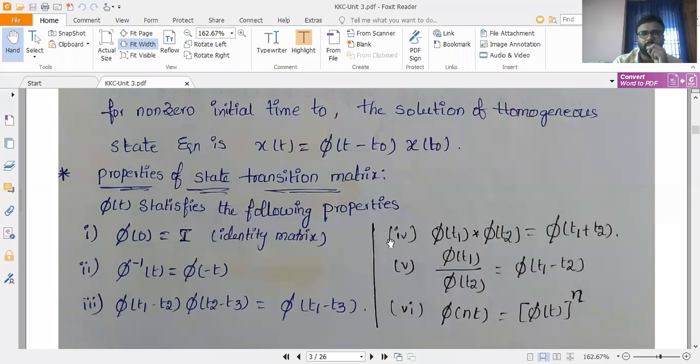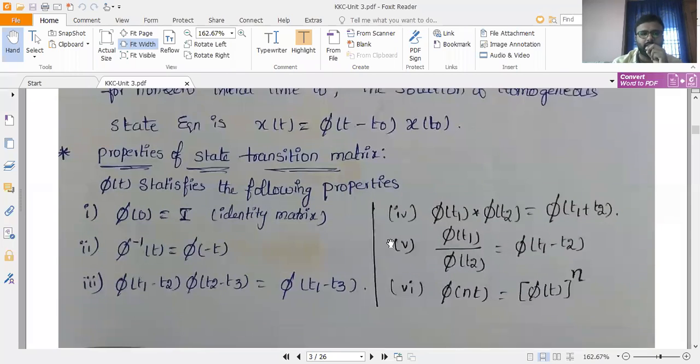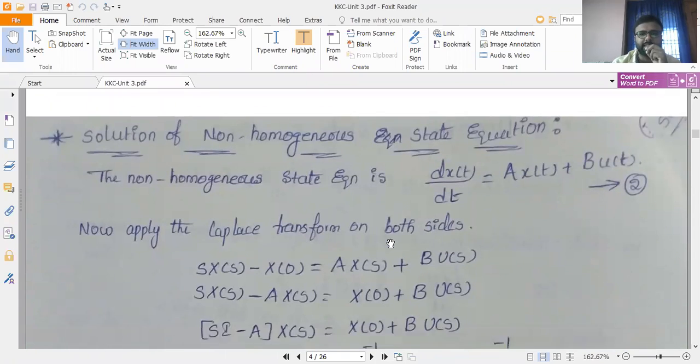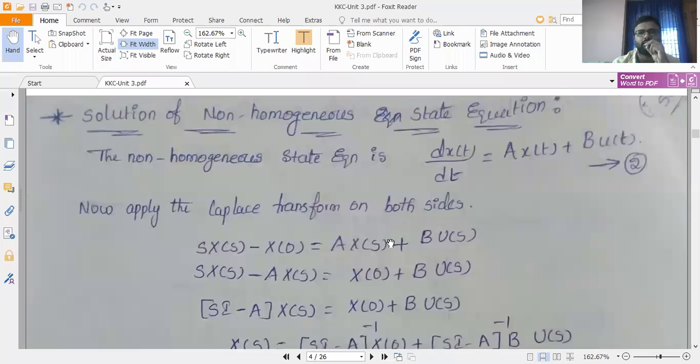Now, we are going into the next topic, and the topic title is solution of the non-homogeneous state equations. In the previous class, we saw the solution for the homogeneous state equations. So in today's class, we will see the solution for the non-homogeneous state equation.